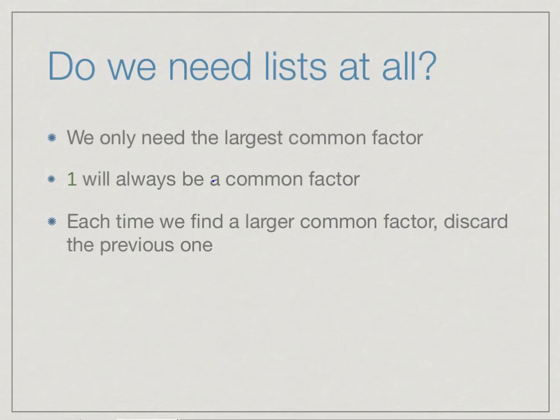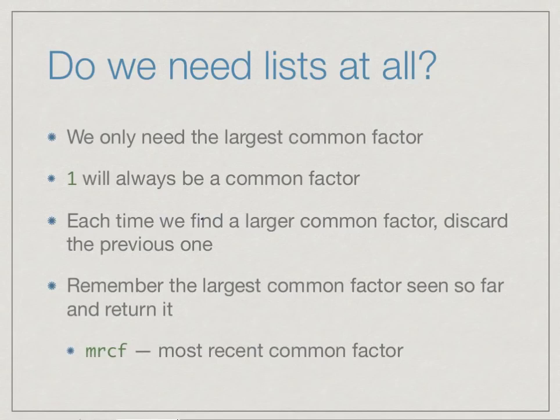Each time we can start with 1, and each time we find a larger common factor, we can discard the previous one. We don't need to remember all the common factors, we only need the largest one. So this can greatly simplify our strategy because we don't need to keep the list of every possible common factor in this list. We just need to keep the largest one that we have seen.